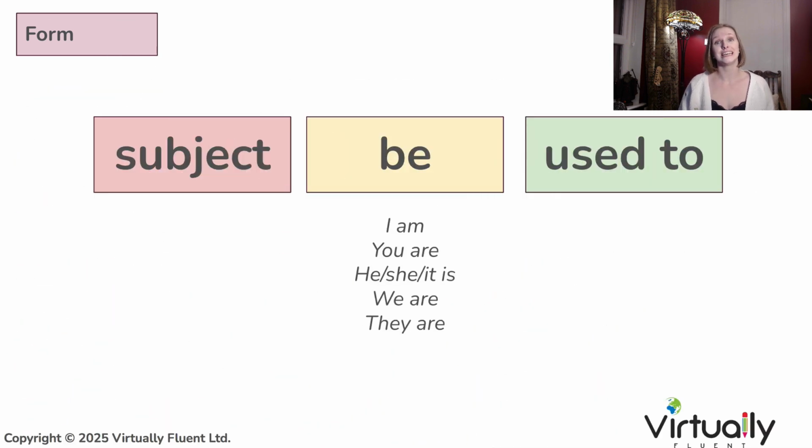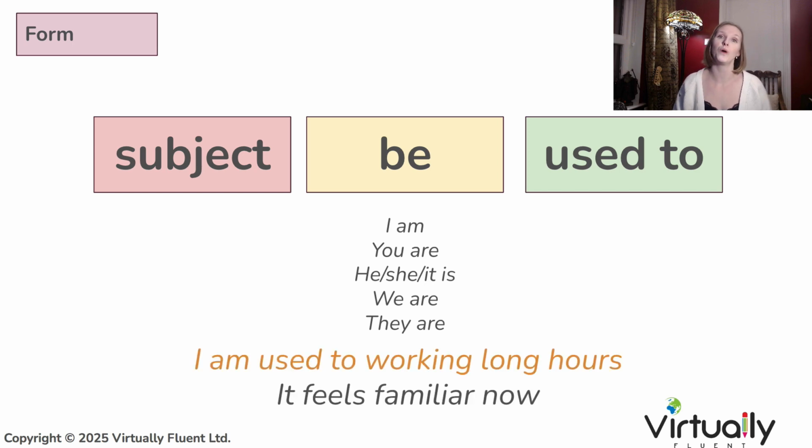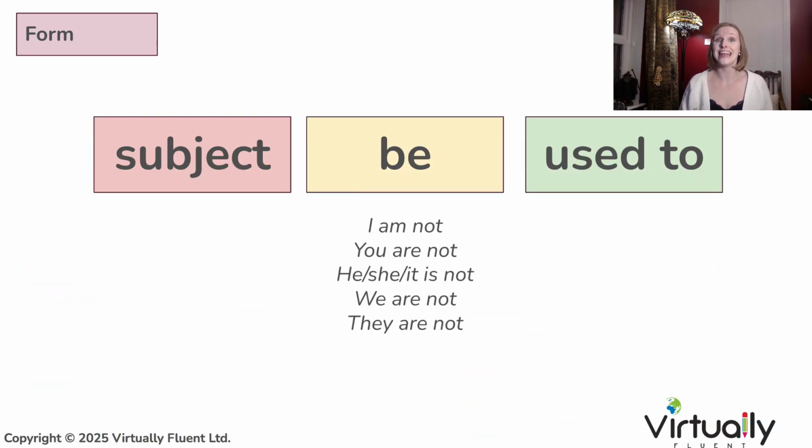What you'll notice is that the verb to be can change to any tense, as long as it's conjugated to your subject. Having said that, generally this structure is used in the present simple form and the past simple form. So the present simple, I am, you are, he, she, it is, we are, they are. For example, I am used to working long hours. And when the verb to be is used in the present simple tense, the meaning really focuses on something being familiar right now.